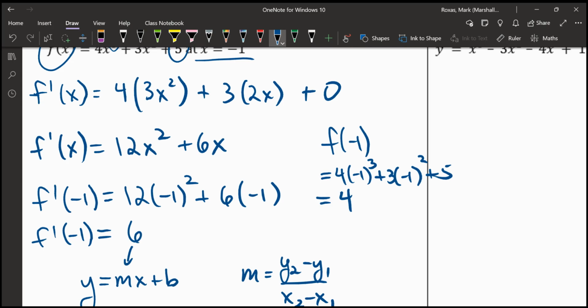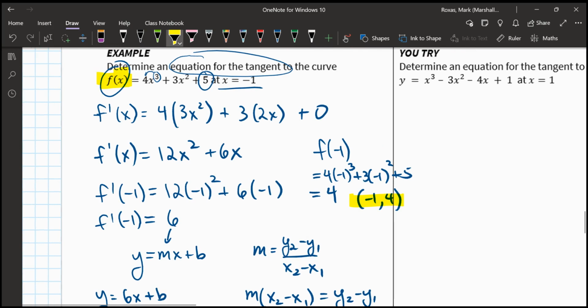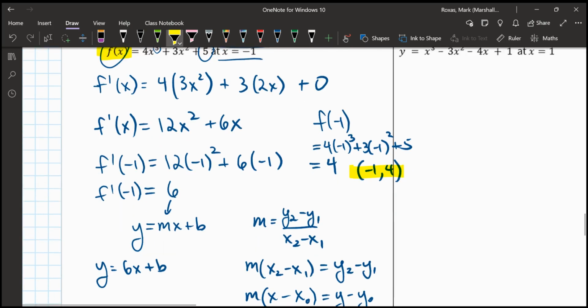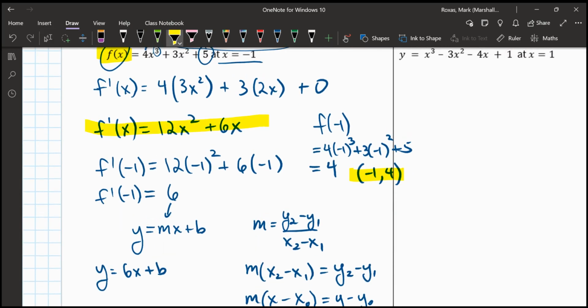So the coordinate -1, 4 is both on f of x, and it's also on the derivative f prime x. Because remember, I should be more specific, the derivative at -1. Actually, let me correct myself.